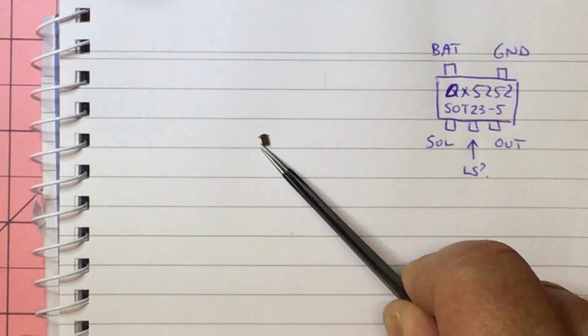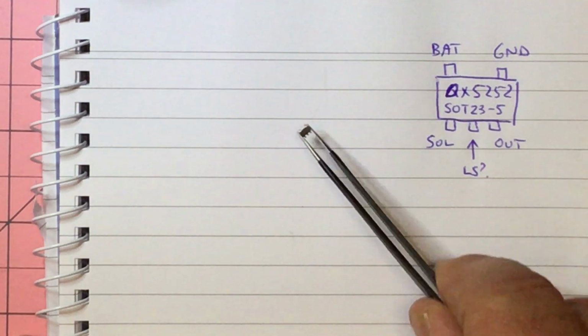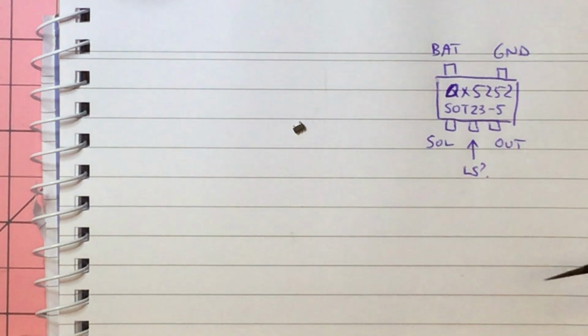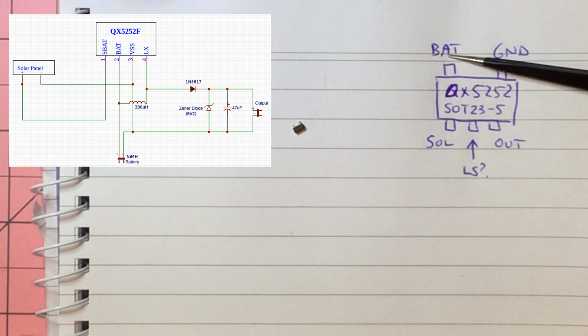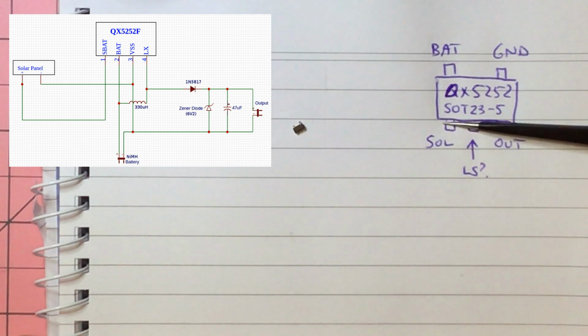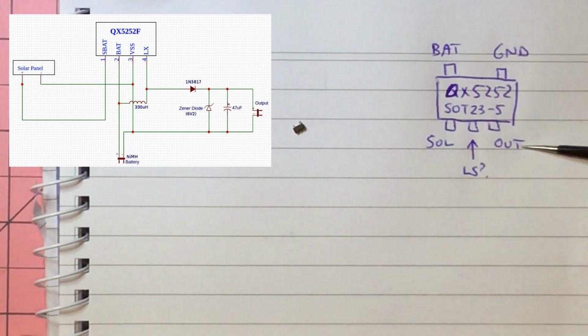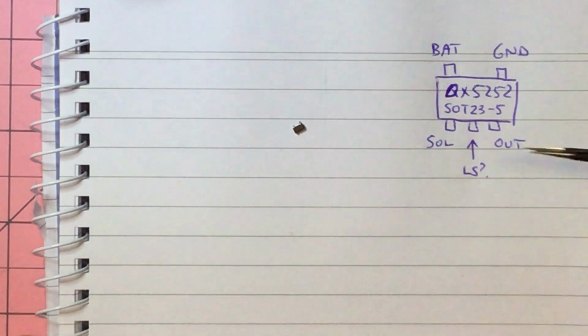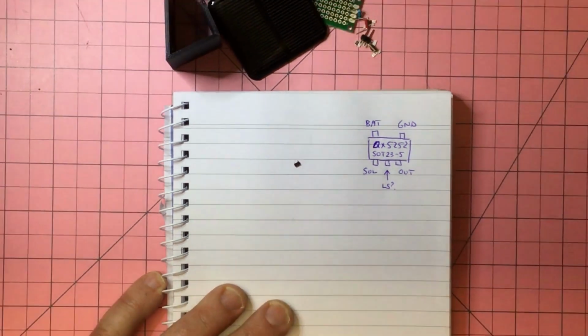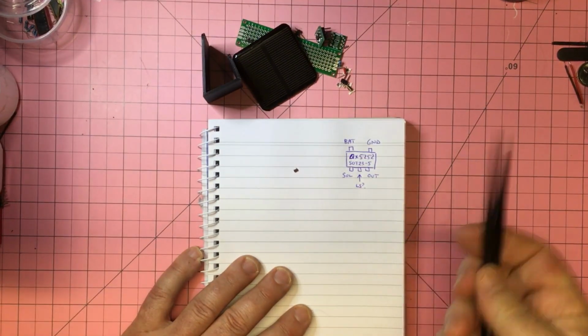Let's rotate this around. And in terms of the pinout, it's like the TO92 package in that there's a connection there for the battery, a connection for ground, a connection for the solar cell, and then there's your out. But there's an extra pin here called LS. And that one is a light sensor.